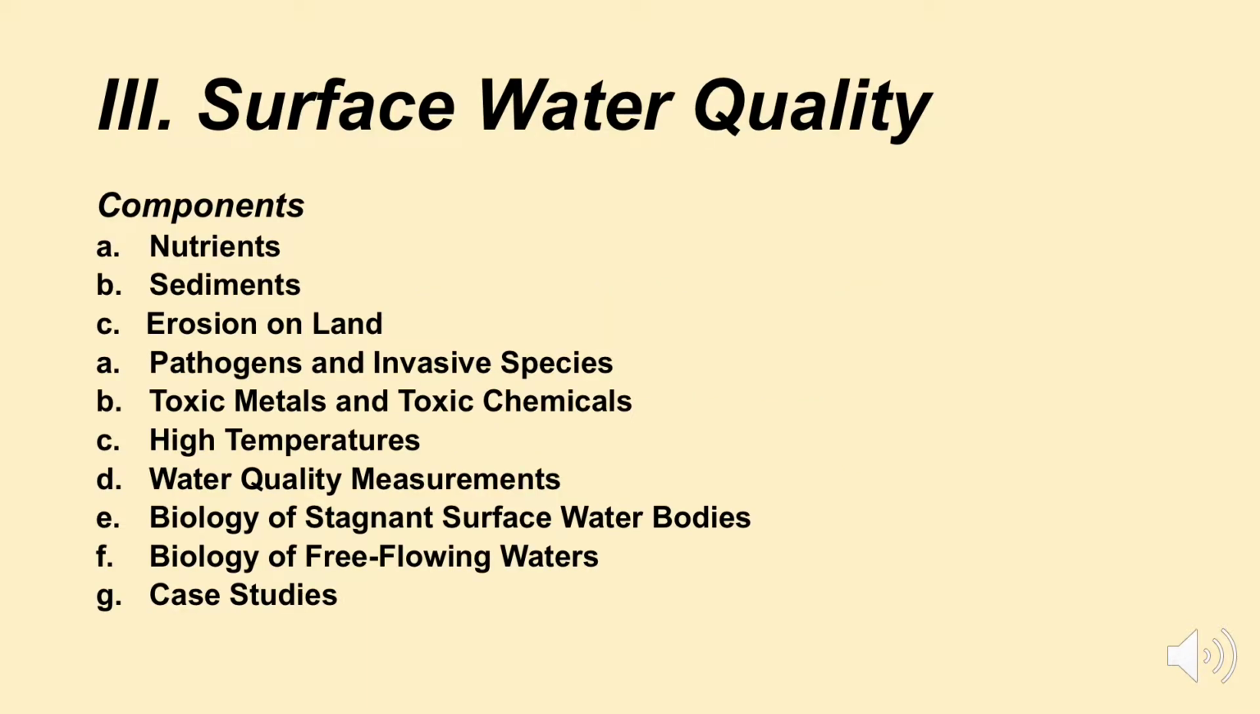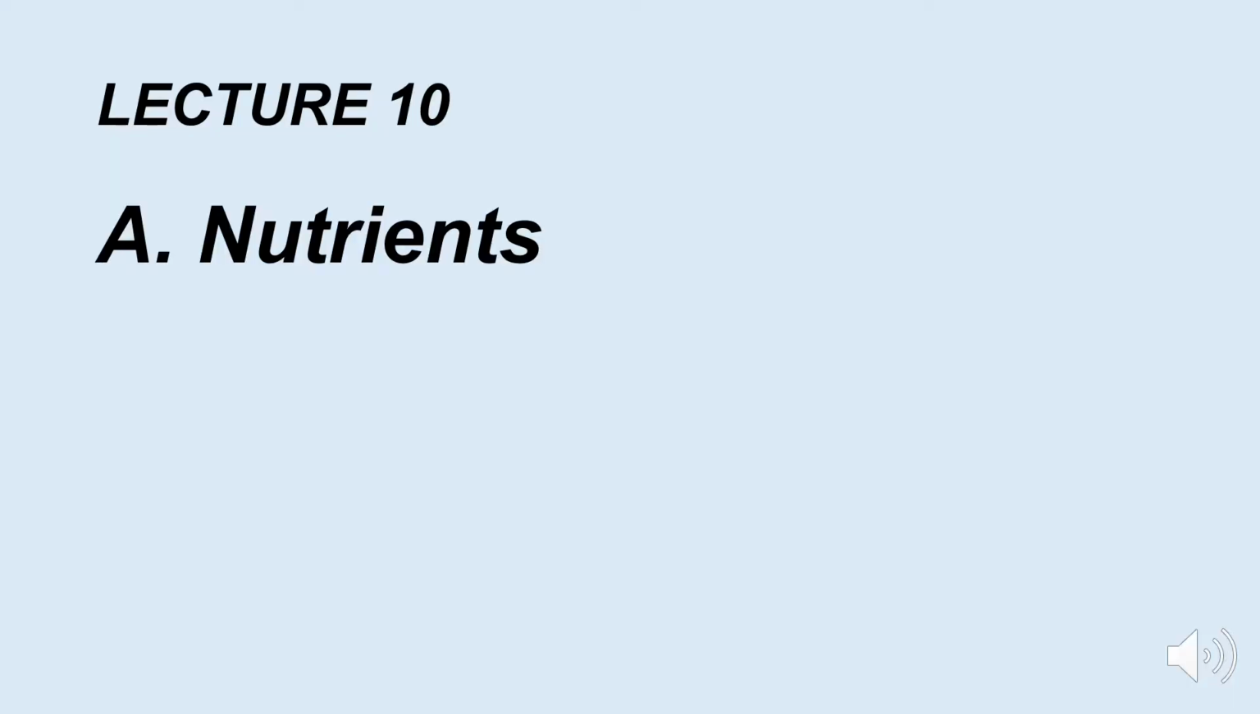If you take a look at what we are going to try and cover in this unit, this is a pretty big unit. We're going to talk about nutrients in water, sediments, erosion on the land, pathogens and invasive species, toxic metals and toxic chemicals, high temperatures, which impacts surface water quality, specific water quality measurements, the biology of stagnant surface water bodies, the biology of free-flowing waters, and we'll take a look at a few case studies.